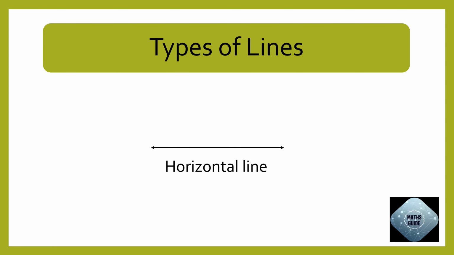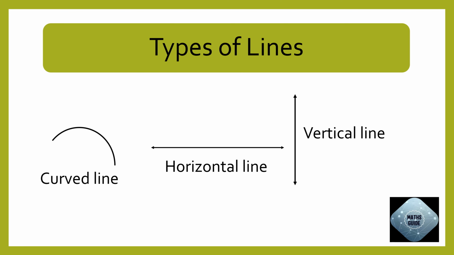First is the horizontal line. It is a straight line that runs left to right. Then we have a vertical line. It is a straight line that runs up and down, perpendicular to the ground. Then a curved line is a line that bends or curves and doesn't follow a straight path. It changes direction gradually, like an arc of a circle or a wavy line.